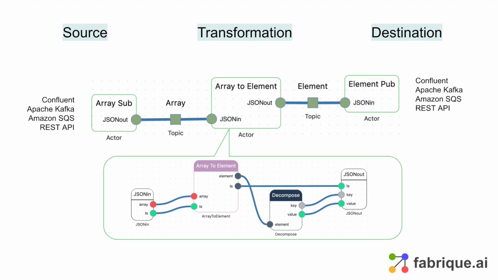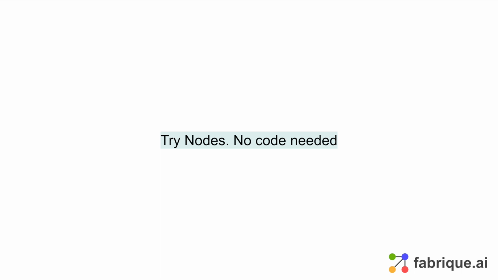Fabric nodes are designed to compose and decompose nested structures to make dimensional transformations with no line of code. In this video we'll show how to connect to the source of events like Apache Kafka, Amazon SQS, or REST API. Consume nested messages having arrays of a variable number of elements. Extract elements from the arrays and make flat messages. Produce the flat messages to the destination of events like Apache Kafka, Amazon SQS, or REST API. The produced events can be consumed further and ingested into an analytical database or a spreadsheet. Try nodes. No code needed.